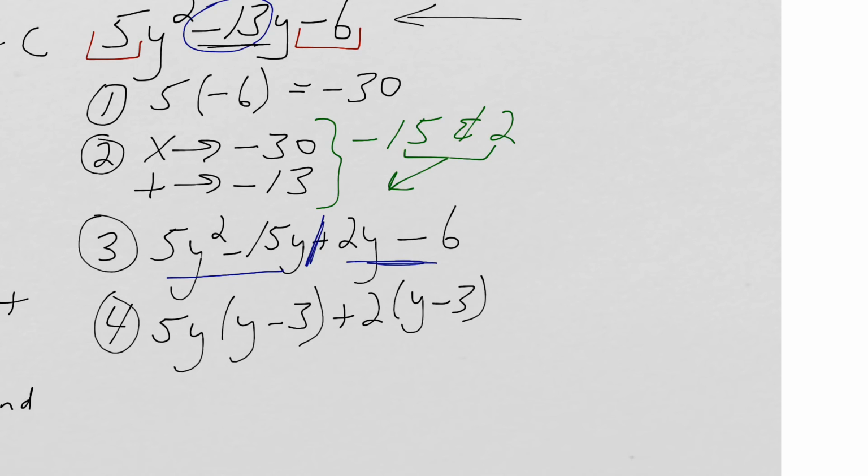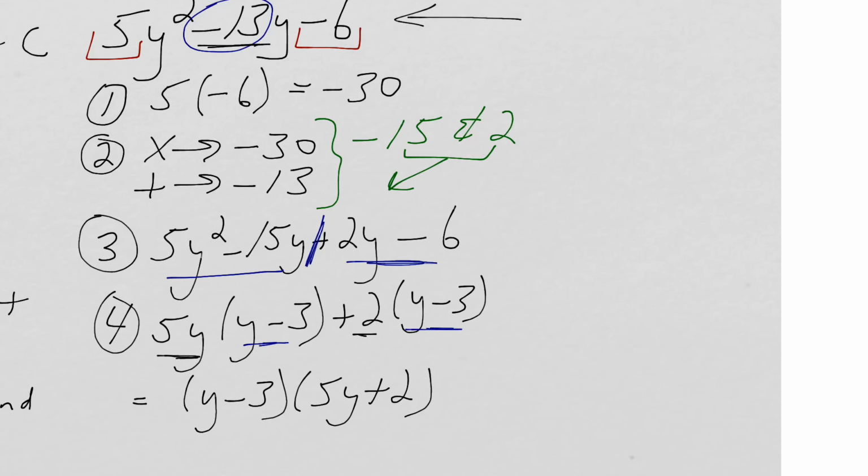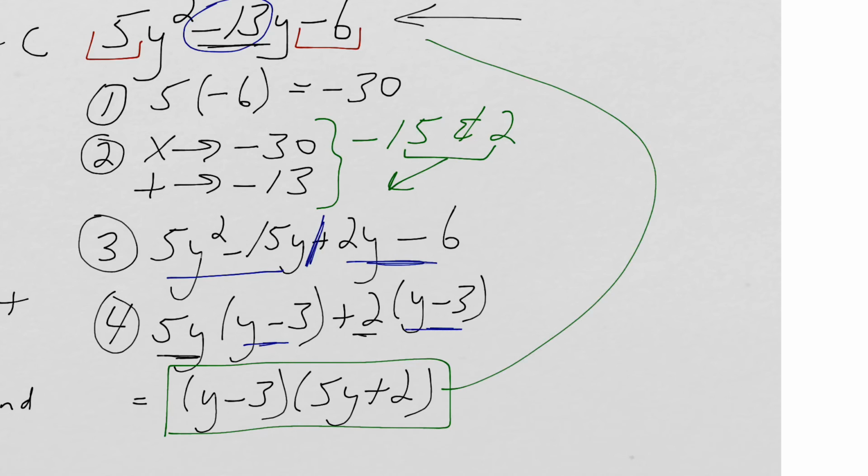And since we now have the same binomial factor, using the factor by grouping technique, we get as our factors, y minus 3 is one of them, and then these 2 terms here, the 5y and the plus 2, make our other binomial. And so once again, we have factored the original trinomial using the AC method.